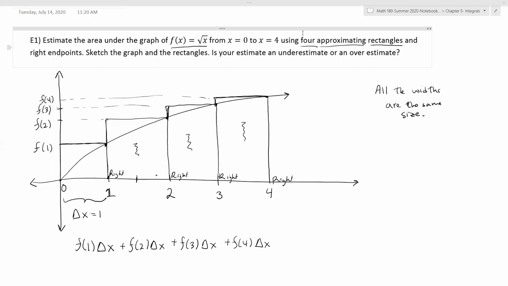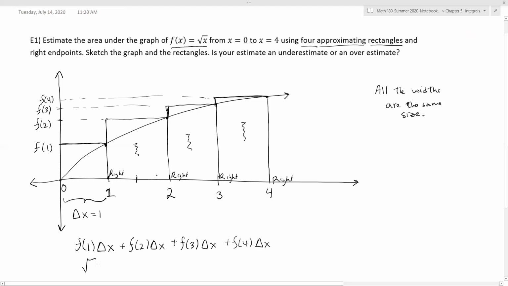Okay. All right. So to make this estimate, what we're going to do is take, well, first f of 1. So this is going to be the square root of 1 times 1. Excuse me, the square root of 1 times 1. Plus f of 2 is the square root of 2 times 1. Plus the square root of 3 times 1. Plus the square root of 4 times 1. And that ends up equaling, right?